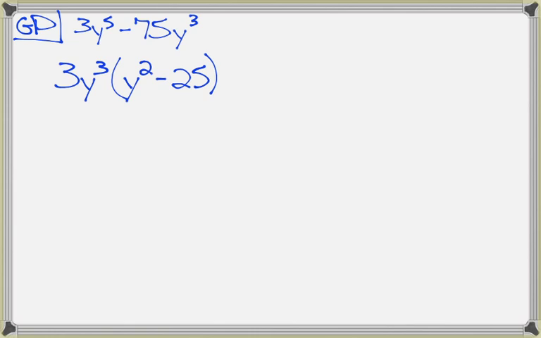So if you see that 25 is 5 times 5, well, you can break that down, because if you have y times y, that's going to give you y squared. Then if you have 5 times 5, that gives you 25.